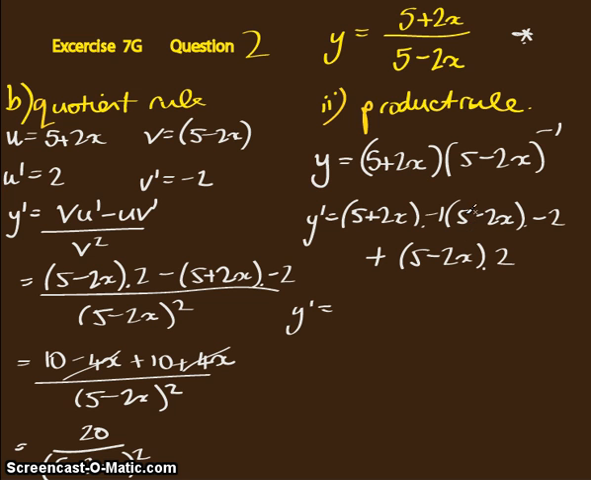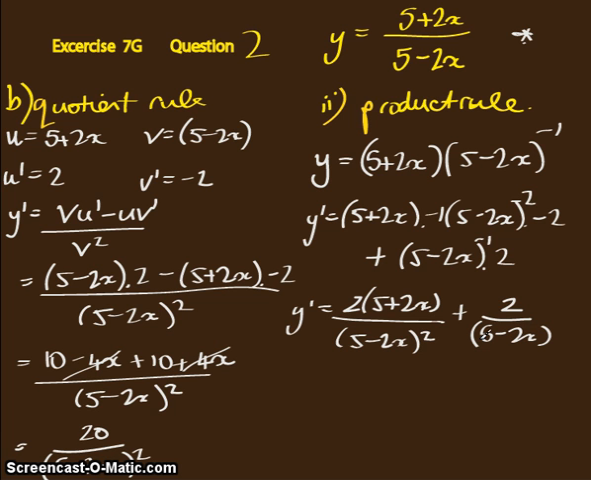And I'm going to tidy this up just a little bit. I'm going to put all the negative indices away and back into fraction form. So minus 1 times minus 2 is just a 2, so I'm left with 2, 5 plus 2x all over 5 minus 2x, and that's squared, plus 2 over 5 minus 2x.